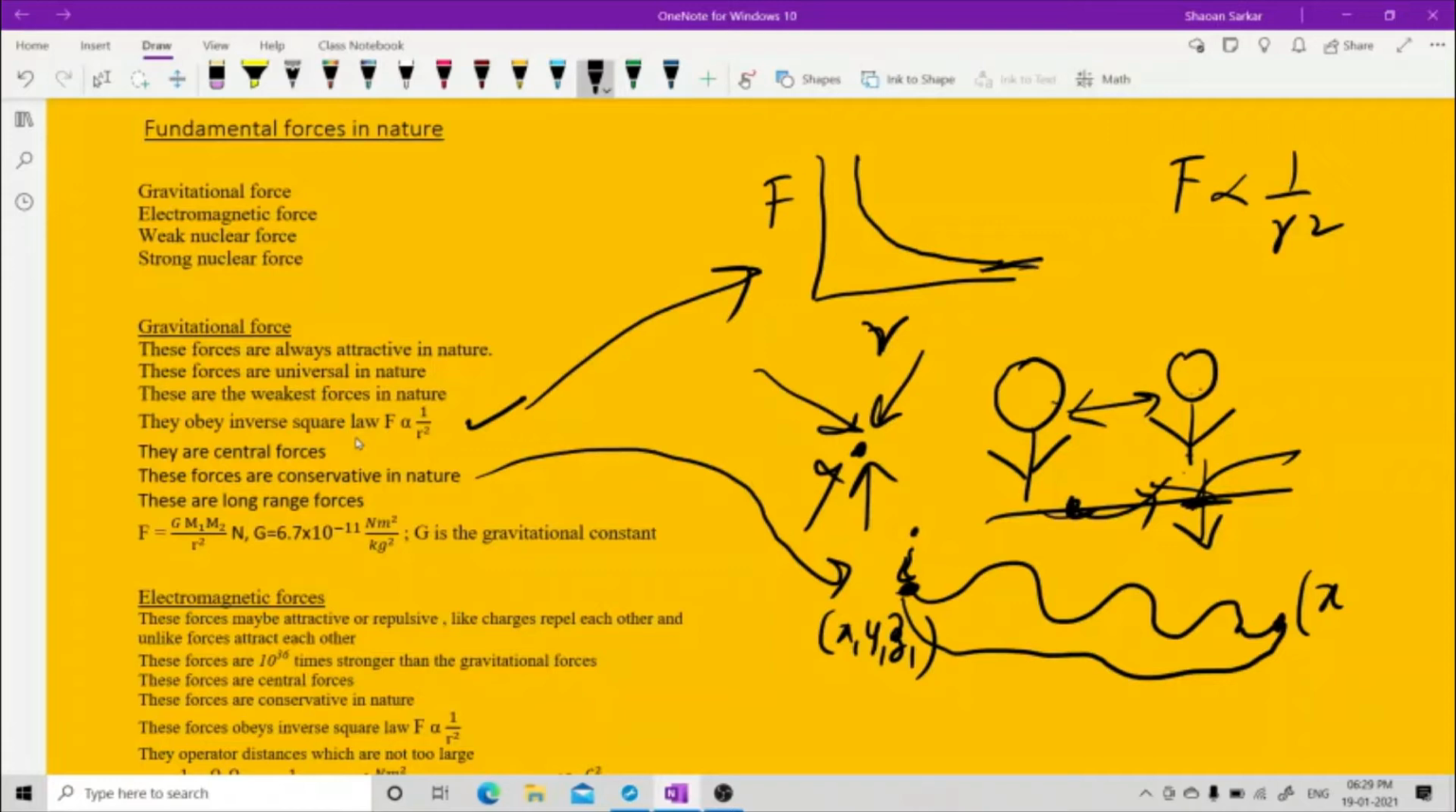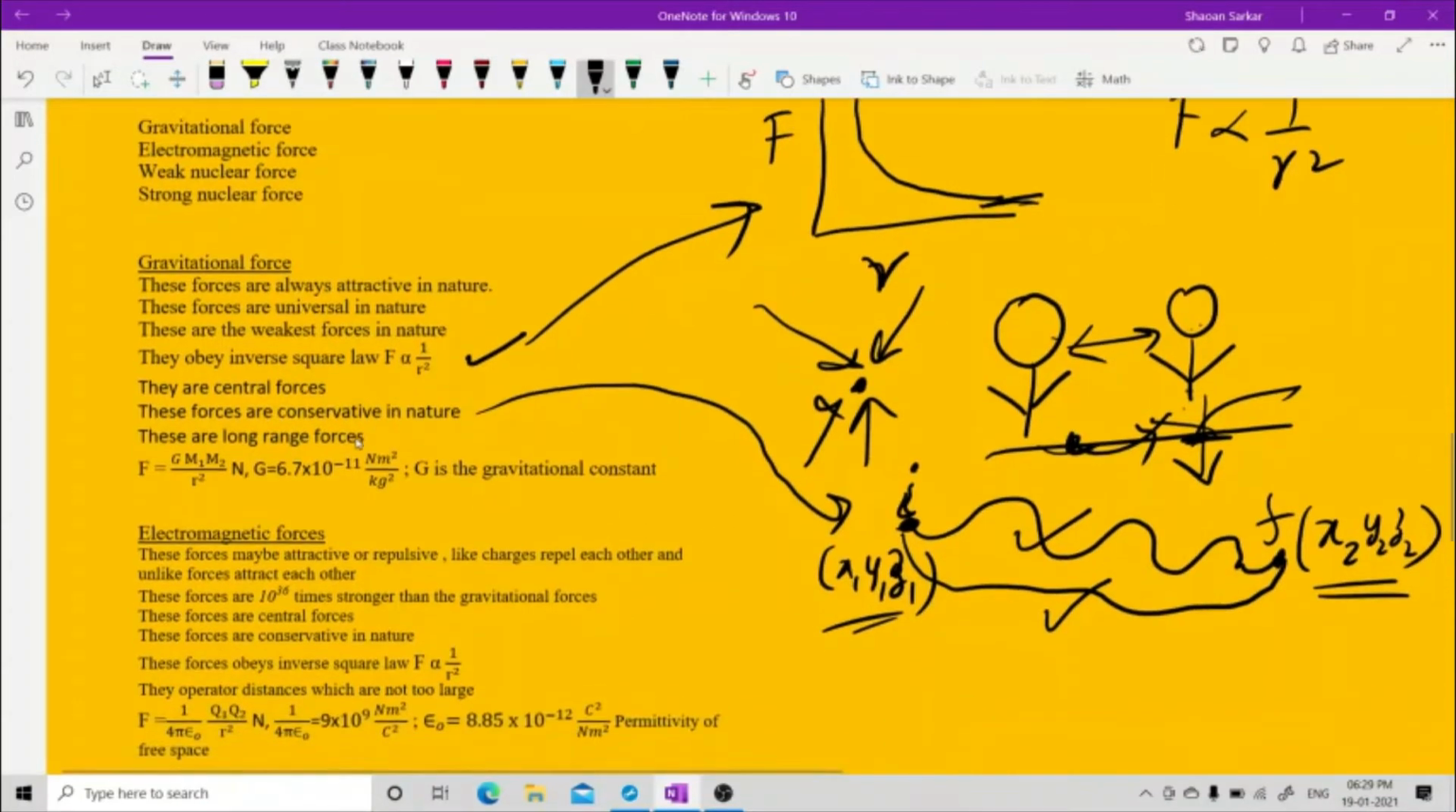In that also we will be doing work, and it will depend on your initial and final coordinates. It will not depend on which path you take. You take this path or you take this path, it hardly matters. It depends on the final position, which is the coordinate x2, y2, and z2. It will just depend upon these coordinates, the initial and the final point, nothing else.